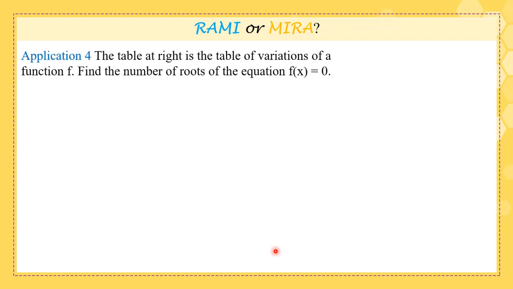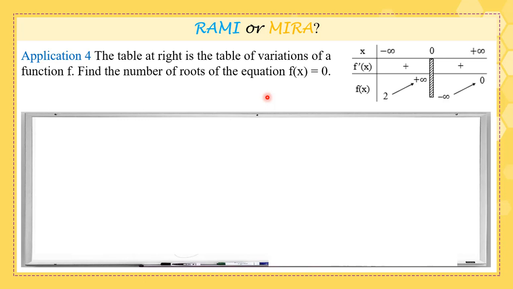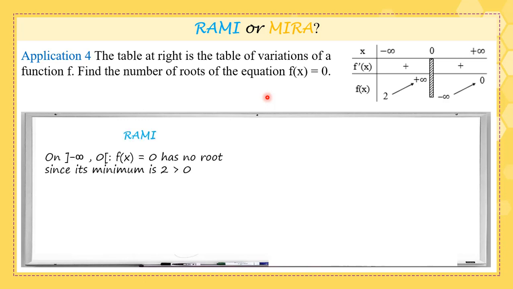Now Rami and Mira, we have a table of variations of a function f, and we need to find the number of roots of the equation f of x equals 0. How many roots does the equation f of x equals 0 have? Let's see, Rami. On the first interval, which is negative infinity 0, f of x equals 0 has no roots, since its minimum is 2. So here it has no roots because its minimum is 2.